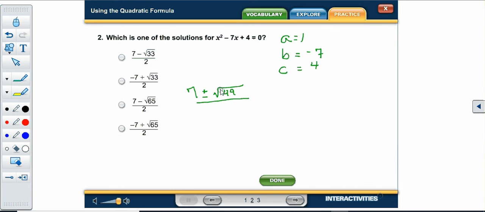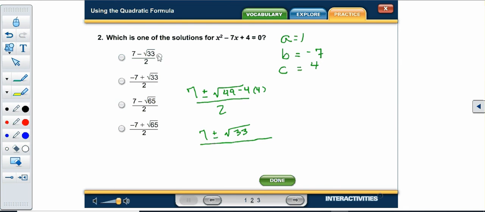49 minus 4AC. A is 1, so I'm not going to bother writing the A, but C is 4. The bottom, 2 times A. Again, A is just 1, so the bottom is just 2. You may already be doing this in your head. 4 times 4 is 16. So 49 minus 16, we've got the square root of 33 under the radical. 7 plus or minus the square root of 33.